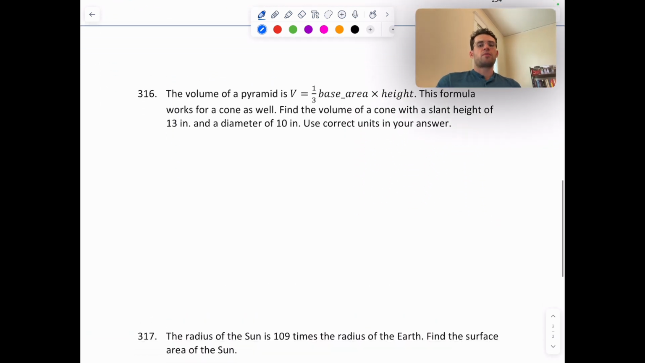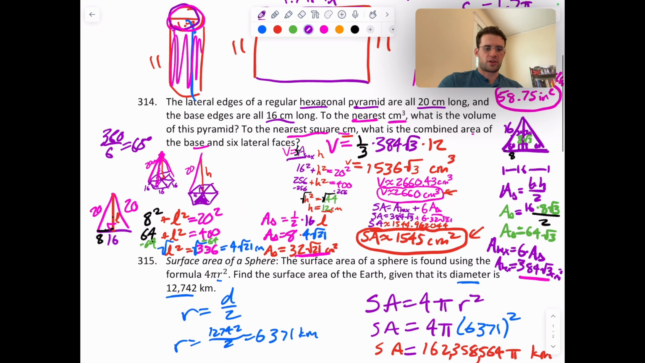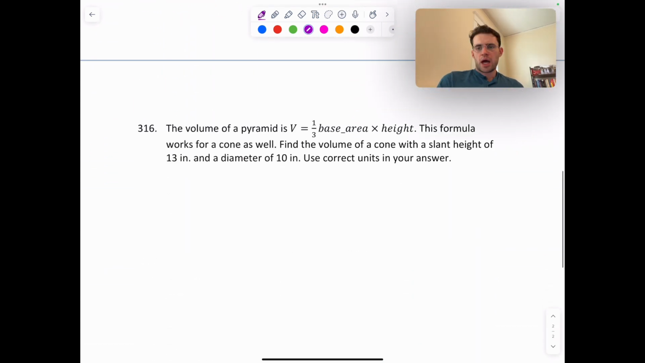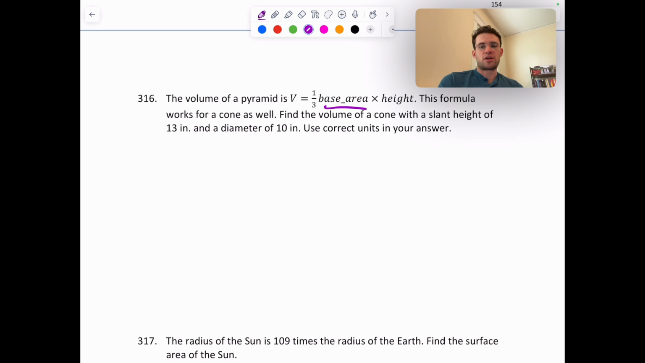Next, we have the volume of a pyramid is 1/3 times the base area times the height. Right? That was the formula we used above that I technically wrote incorrectly at first. Make sure you have that 1/3 if it's a pyramid. This formula works for cones as well. So in that case, the base area would just be the area of a circle. So your base is a circle, so that'd be pi r squared. Find the volume of a cone with a slant height of 13 inches and a diameter of 10 inches.